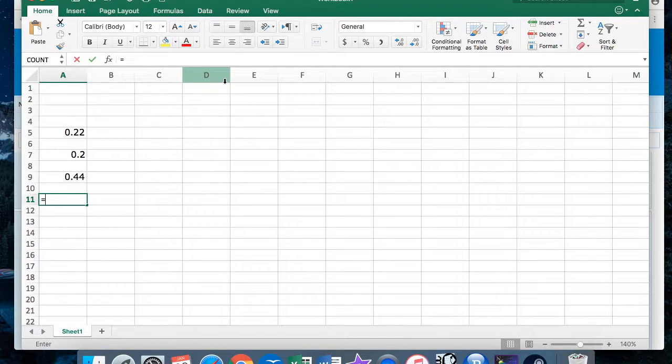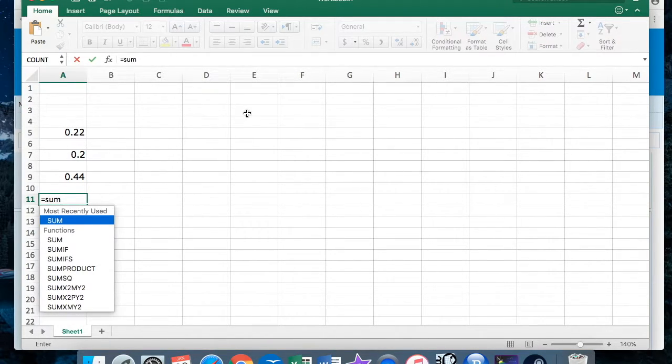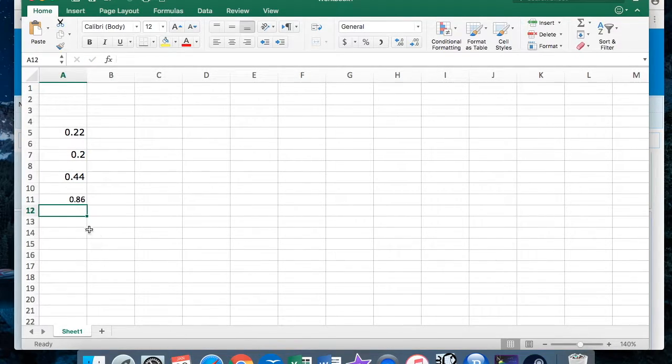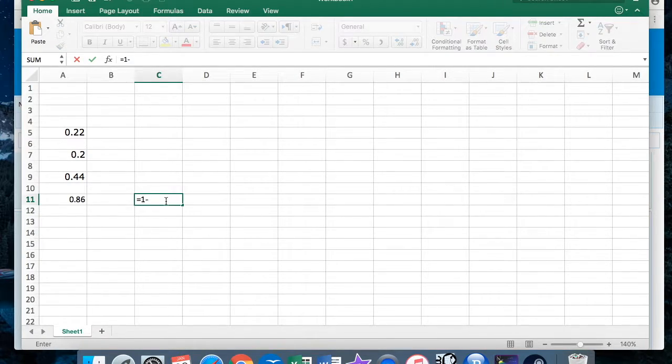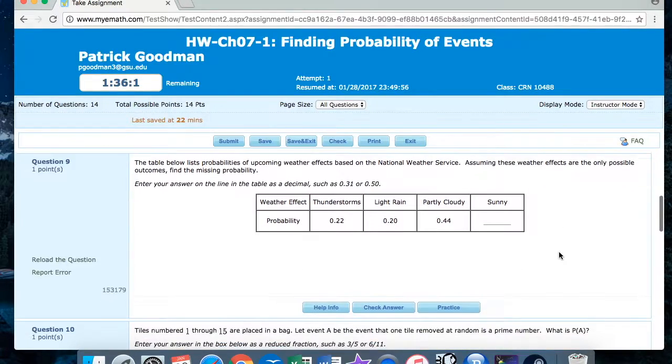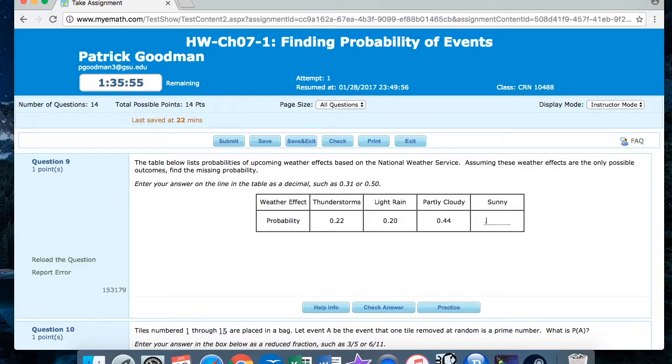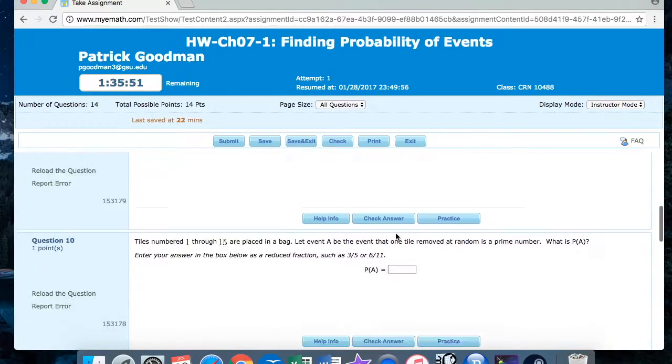So let's sum this. These are just our probabilities, so just sum these guys up. Okay, so 86%. So if we do 1 minus the 86%, we get 14%. So that's the only one that's missing. So you can see that this isn't really all that bad, but you just hit 14%.